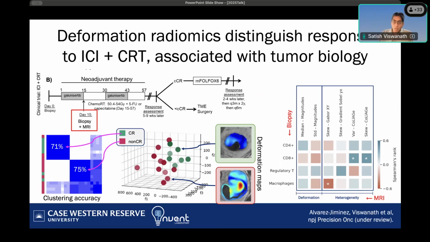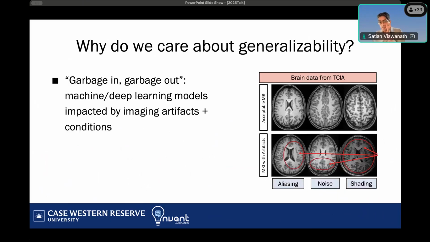So with that, I'm going to move to the last part of my talk, which is to do with the generalizability concept.